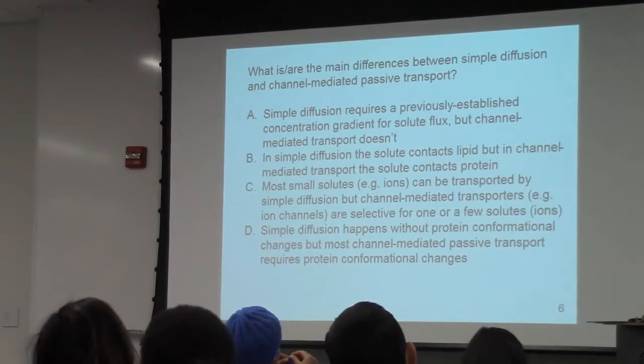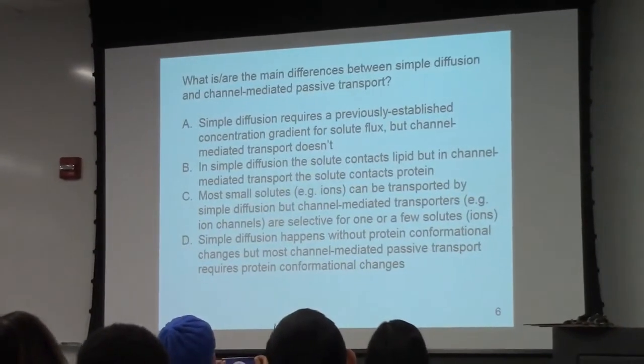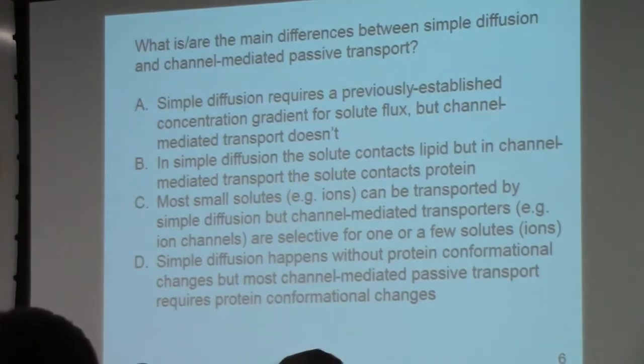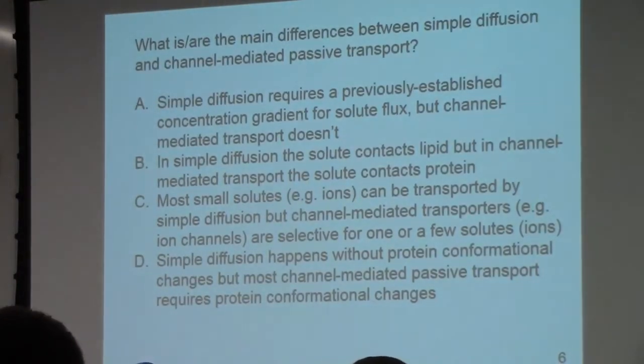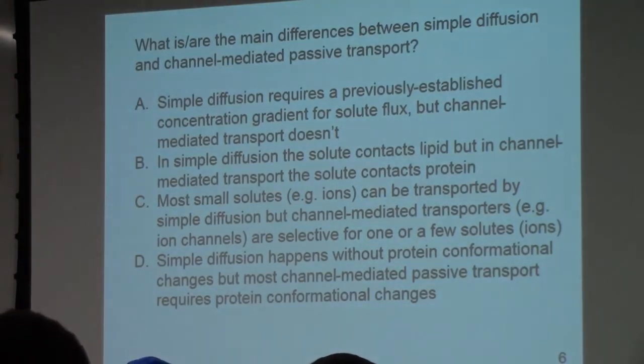This is based on cell physiology level knowledge. What is or are the main differences between simple diffusion, which is not a main thing for this course, and channel-mediated passive transport, which is? I'll let you read this. Actually, I don't need to go back to the previous slide because the previous slide is in your handout, so you can refer to it.